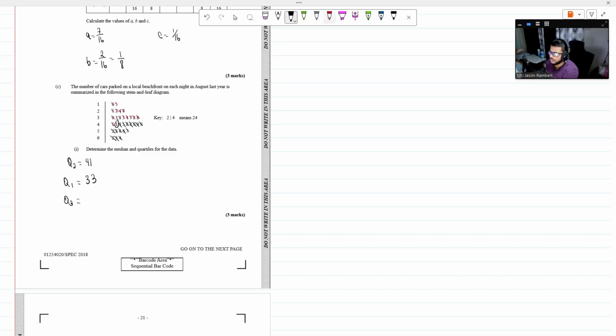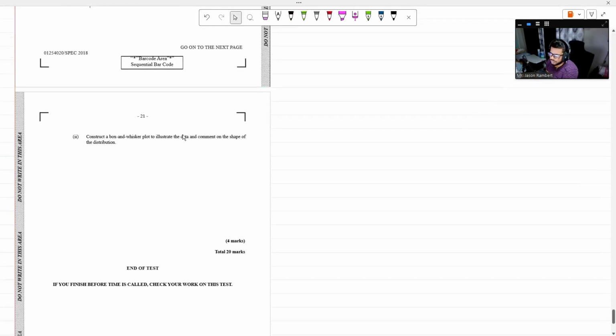is going to be the same thing I'm going to do for the second half of the data. First two with last two, first two with last two, first two with last two, and I go single now. 9 and 52. Box and whisker is sure.